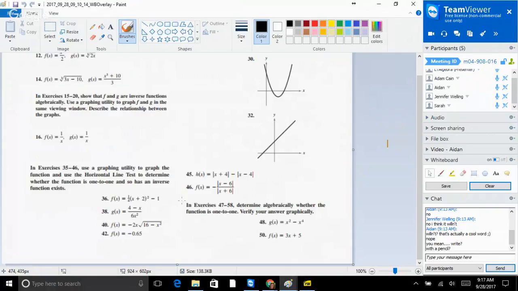Yeah, write with a pencil, Aiden, I know. Oh, that's not what I meant to do. Let's just copy this little. Well, let's just do a whole new page.